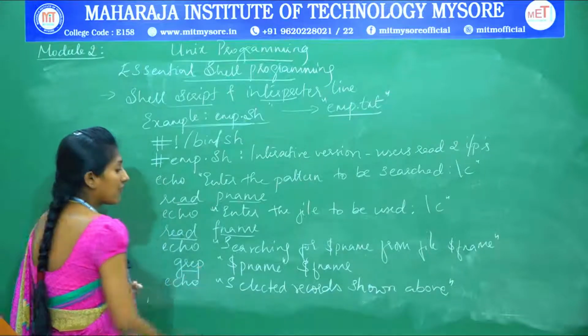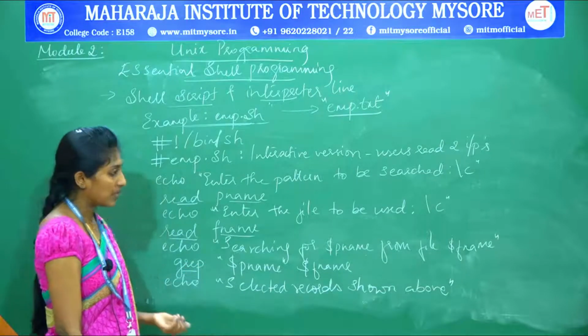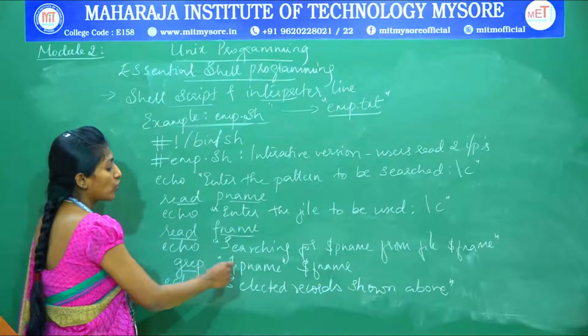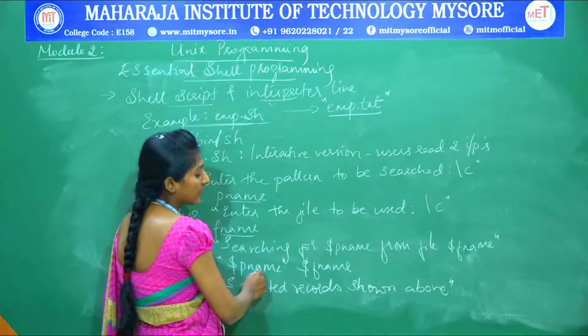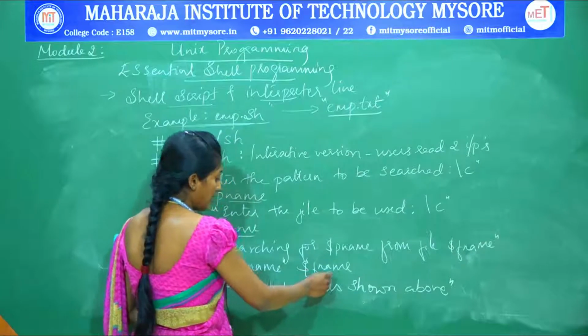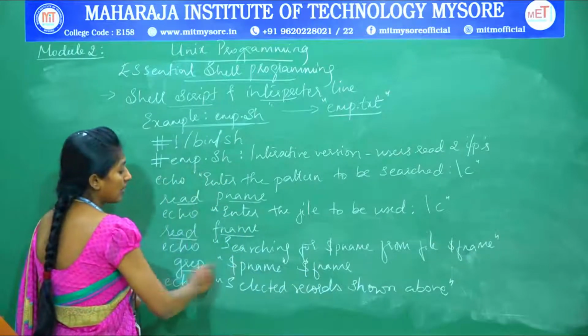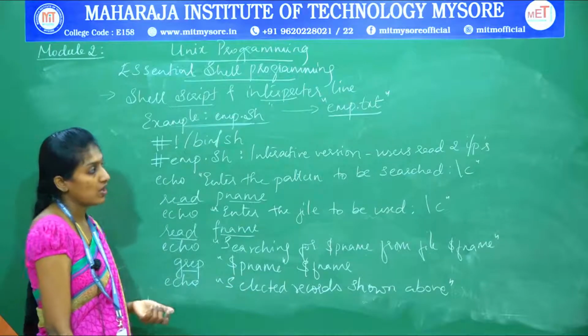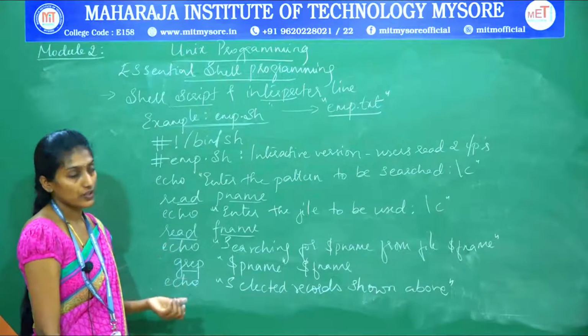Next, how are we going to search a pattern? By using a grep command, right? So that grep command has to be provided. So grep followed by the pattern name, next from which file. Finally, after executing this command, it will display the selected records shown above. So, what will be the output you are going to get?